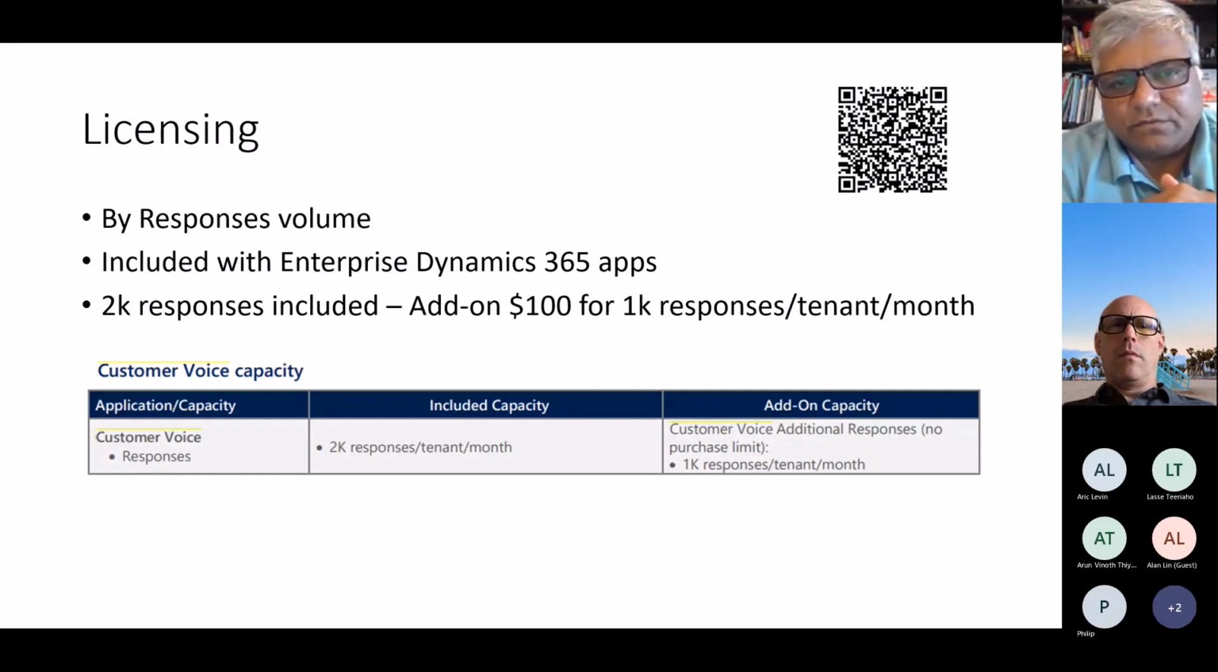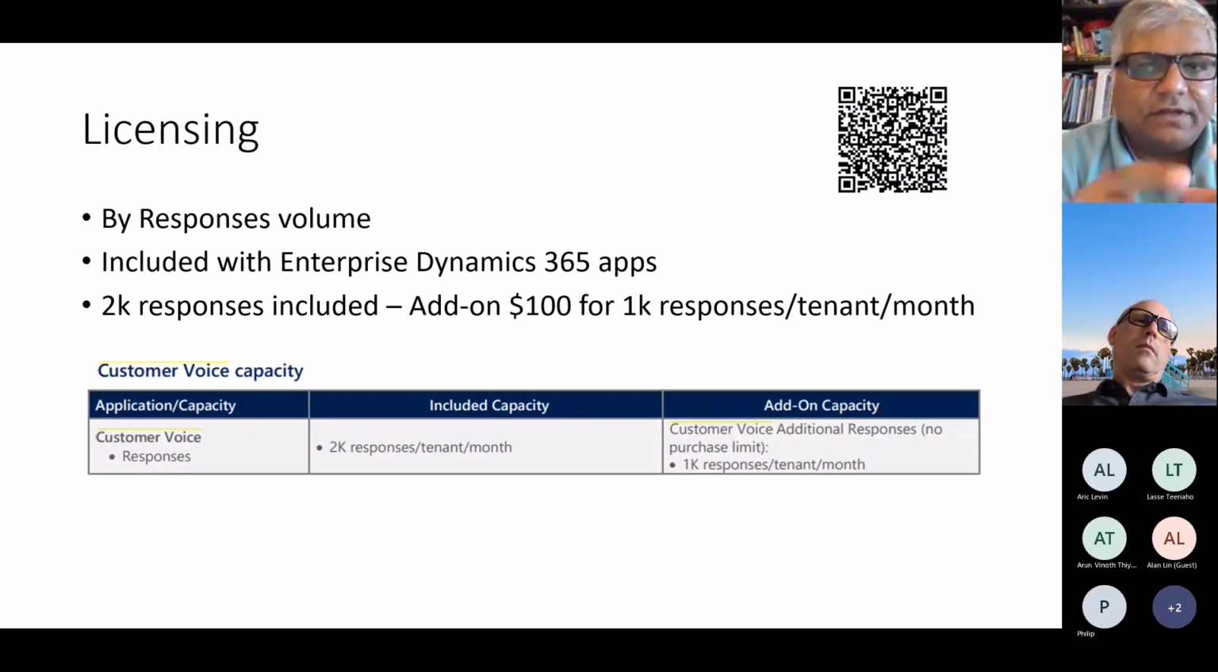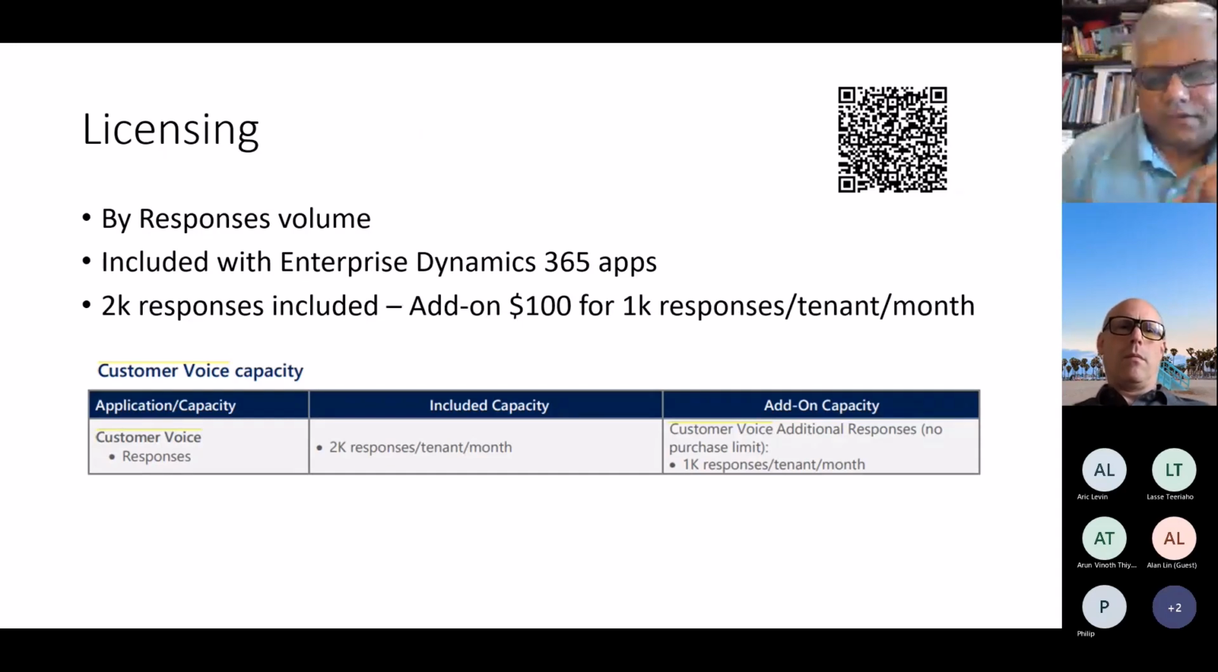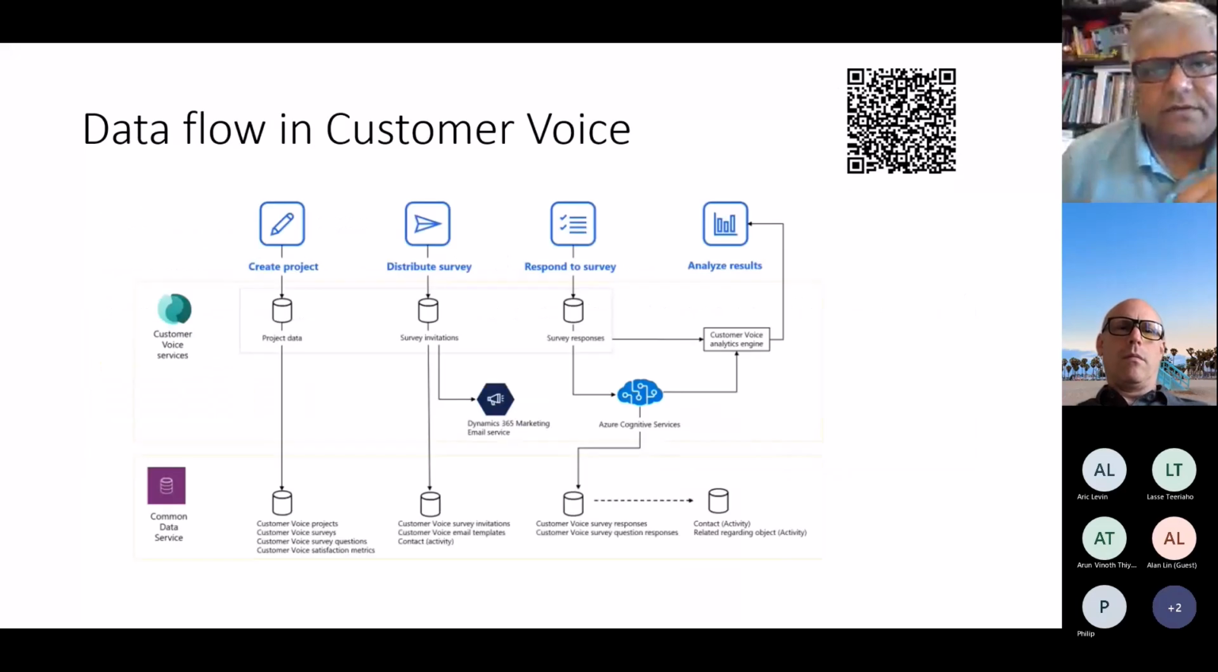So if you already have an enterprise license, this is included with it. The first 2,000 responses are included every month. But if you're expecting more than 2,000 responses in a month, you want to buy more capacity, which is probably $100 for 1,000 responses per tenant. So again, it's per tenant, not per individual environment or license. It's based on the tenant. Okay, so that's about the licensing.